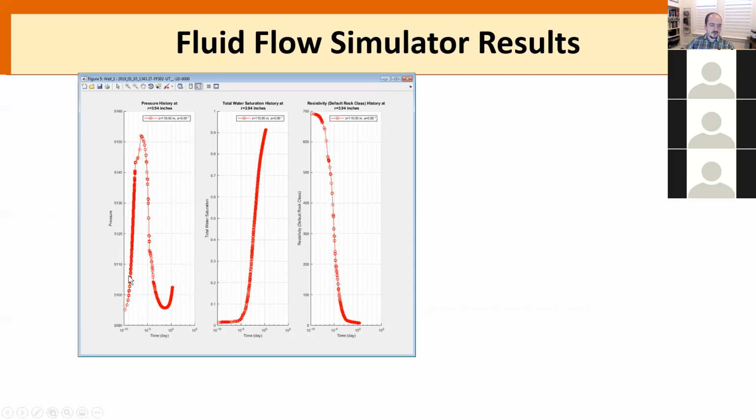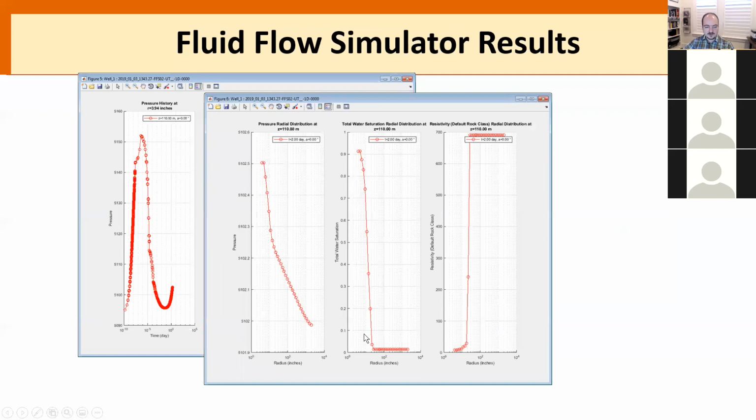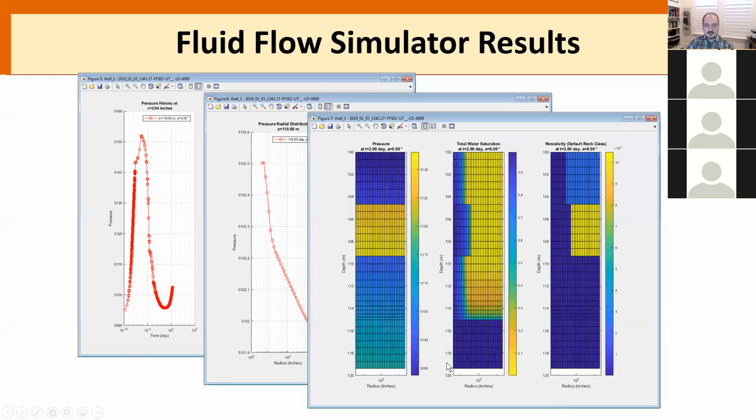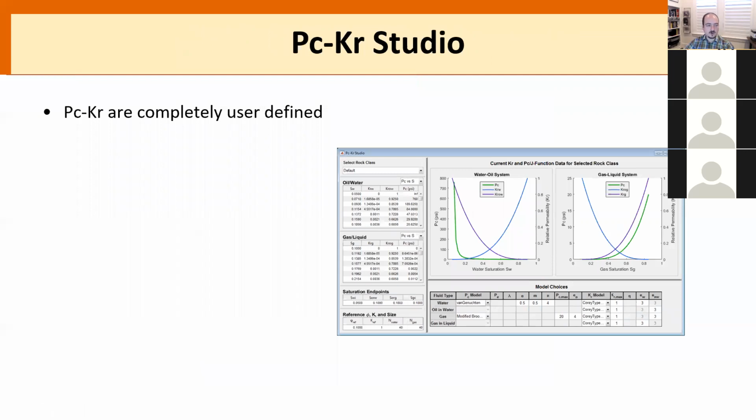So for example, you can see how the pressure goes up and down in this specific simulation that was run. You can see water saturation, how it progressed over time. You can also see things depending on the radius, so the radial distribution for all these things, for pressure and water saturation and resistivity in this case. And you can see the same thing in the cross-section plot that we talked about before. This is where you would define your PCKR curves.